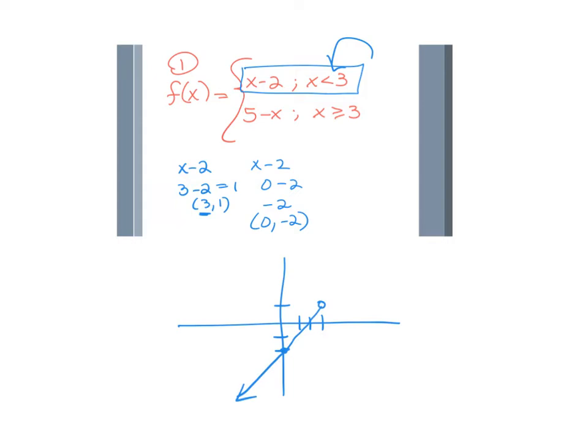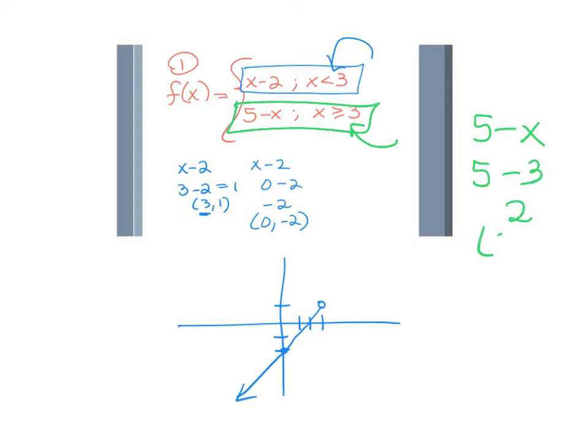Now for the next one, I'll do this one in green. So I'm going to take my 5 minus x. I'm still going to plug in the +3. And I get 2. So 3, comma 2. Let me graph that one. Closed circle because it has the or equal to.